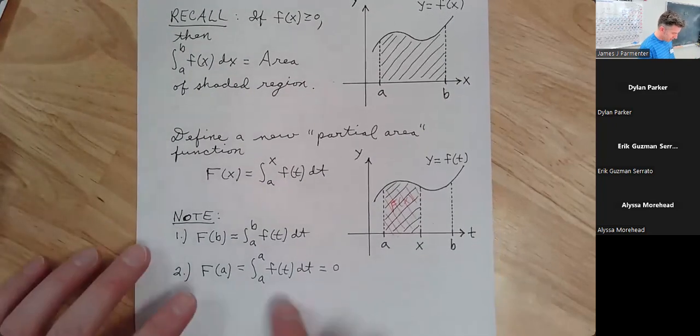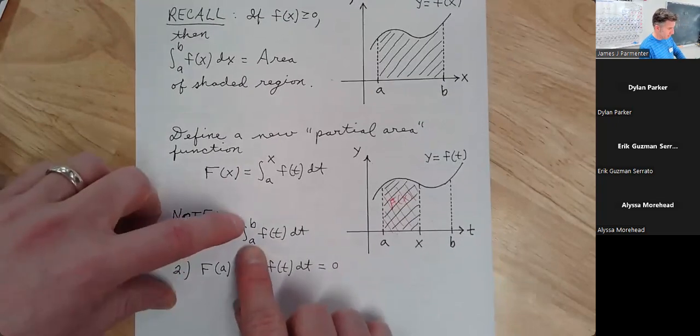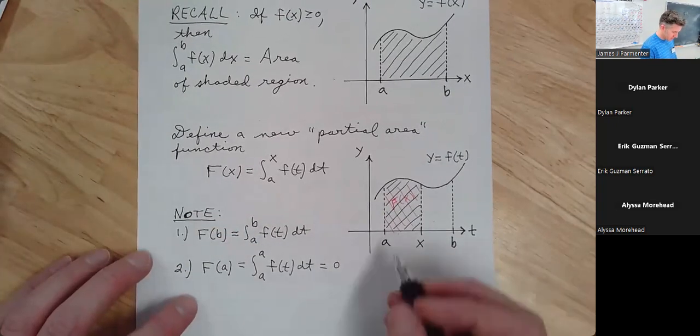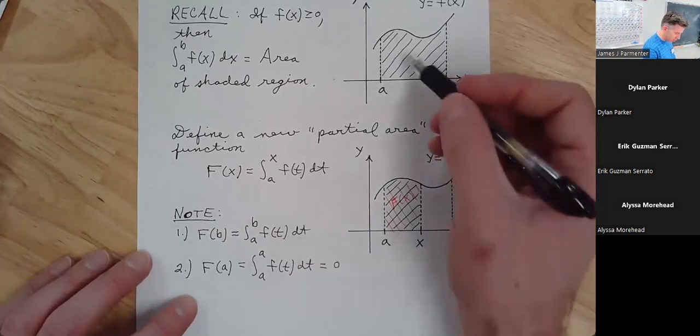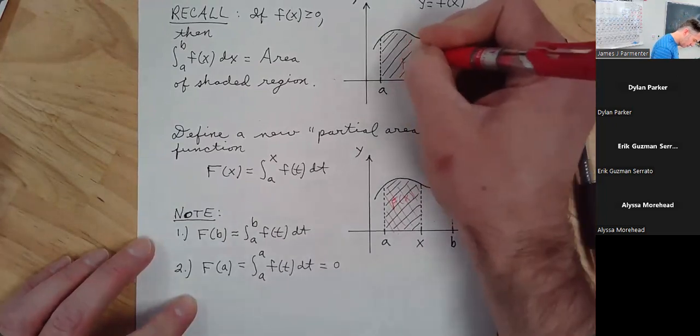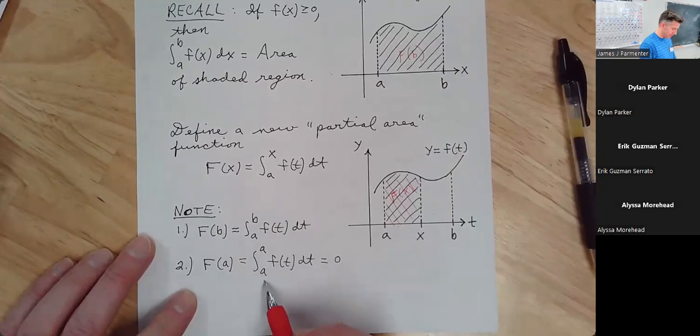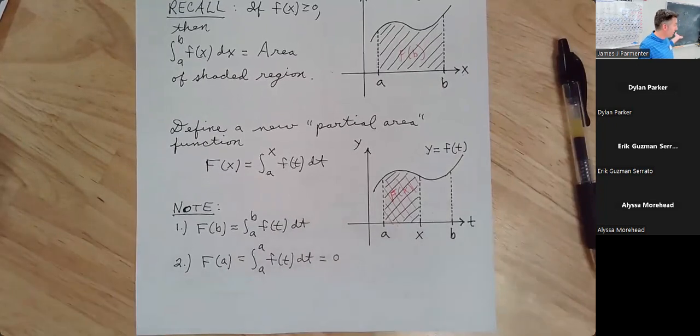A couple things to observe. Thing one, if you plug in b, capital F of b is just going to be the integral from a to b. Right? We're just plugging in b for x, which is the area. So capital F of b is all this area under the curve. And capital F of a is the area under the curve starting at a and ending at a. Well, that's going to be nothing. If you start and end at the same spot, you've got no area. Always true.